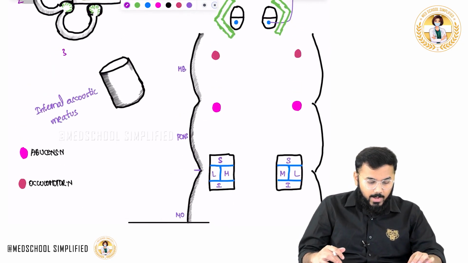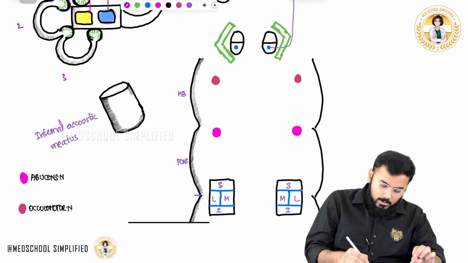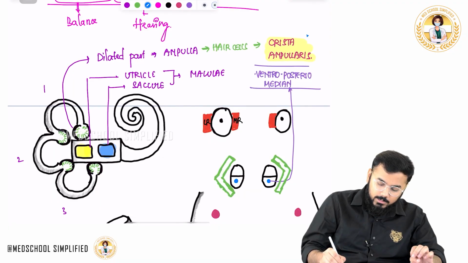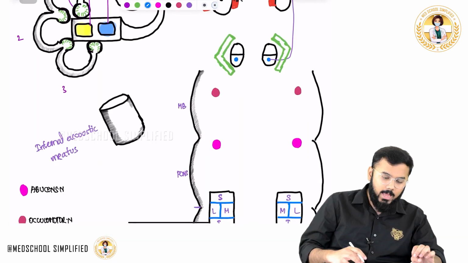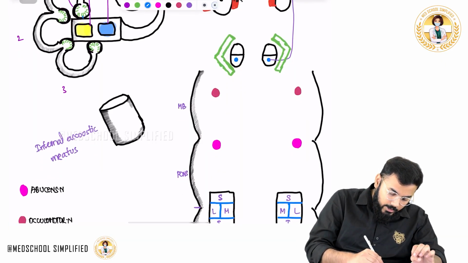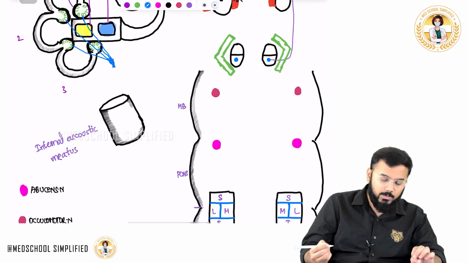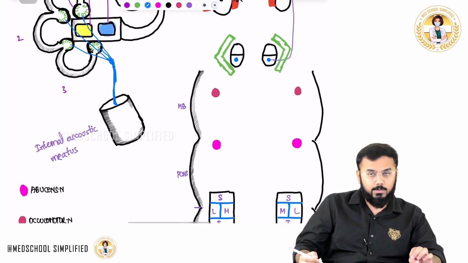Right. Coming to the pathway, first important thing you need to know here is that all from this cristae ampullaris. What is this dilated part? This dilated part is called your cristae ampullaris. From this cristae ampullaris, you see the nerve fibers that are coming out. You see nerve fibers from all the parts of cristae ampullaris are coming out, and these nerve fibers come all the way and enter into your internal acoustic meatus.